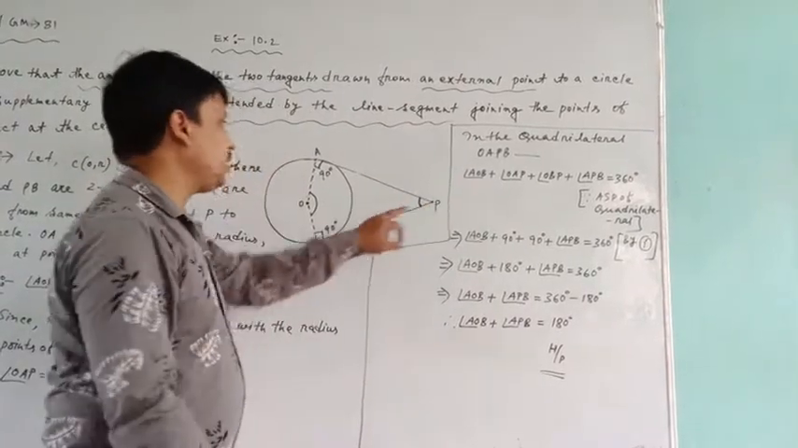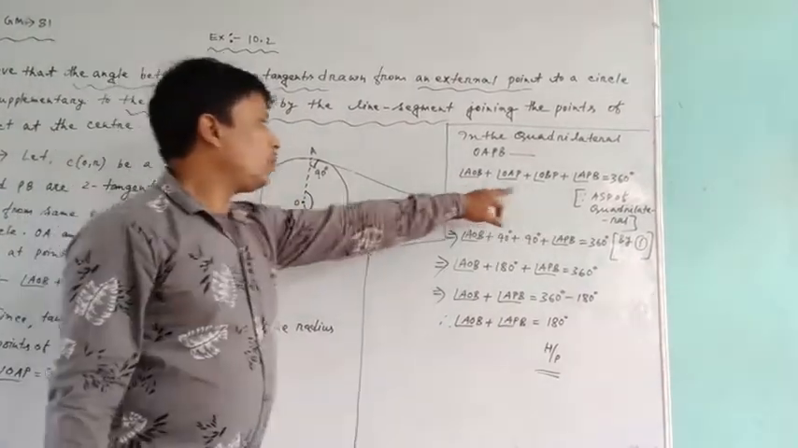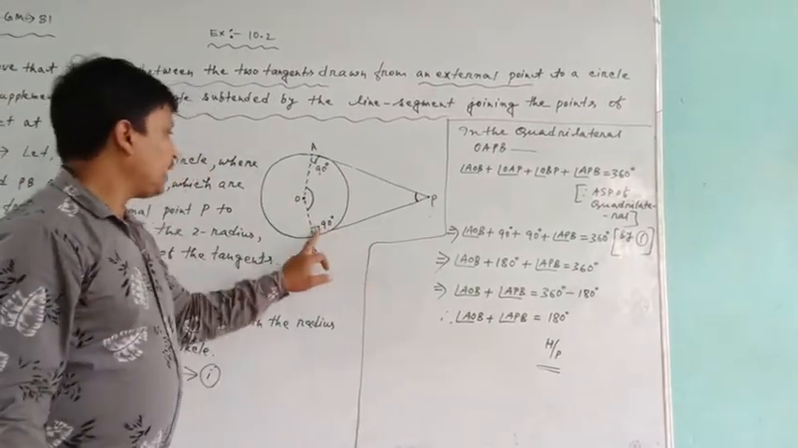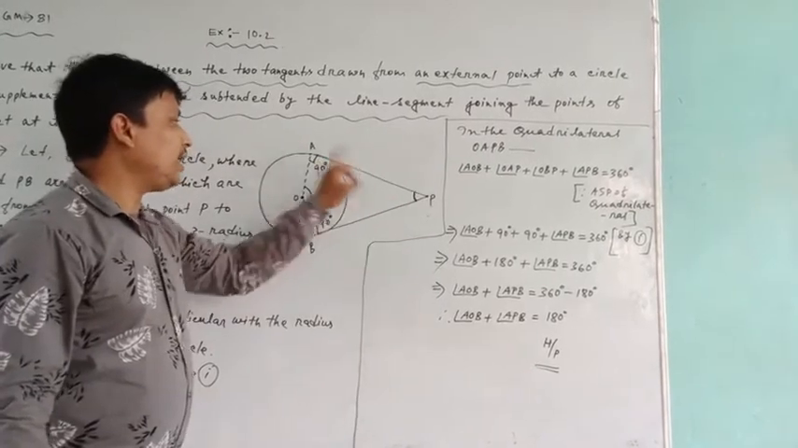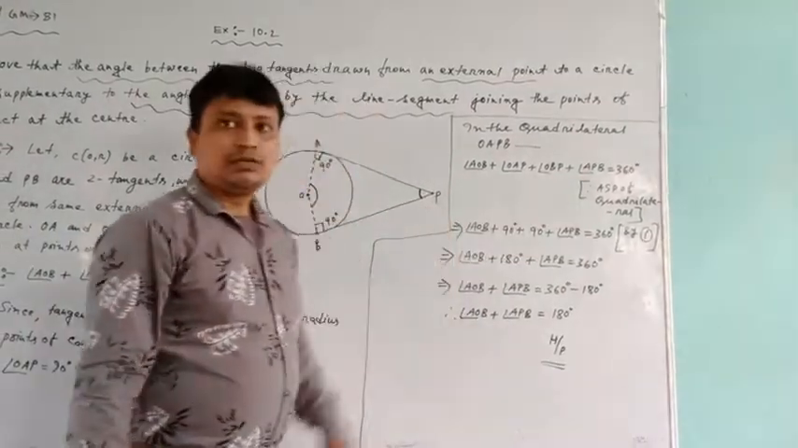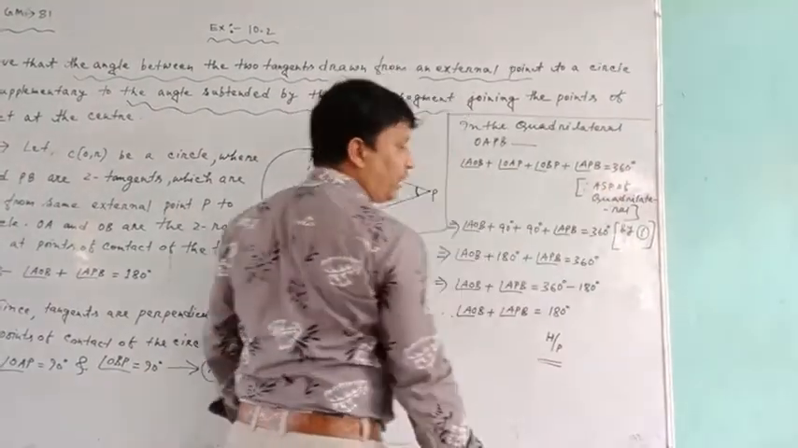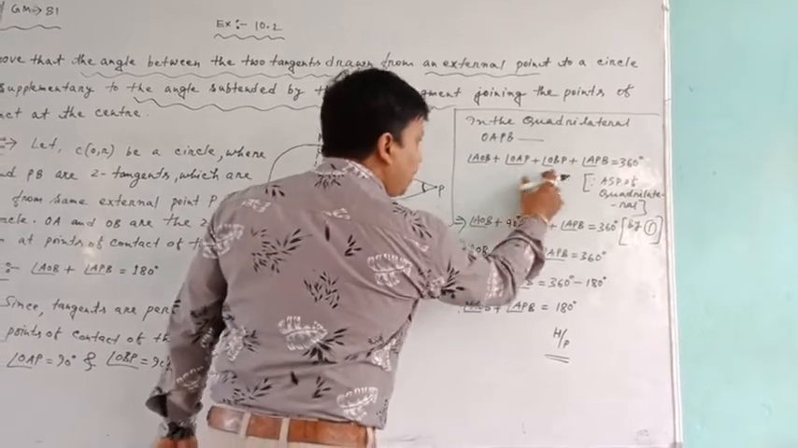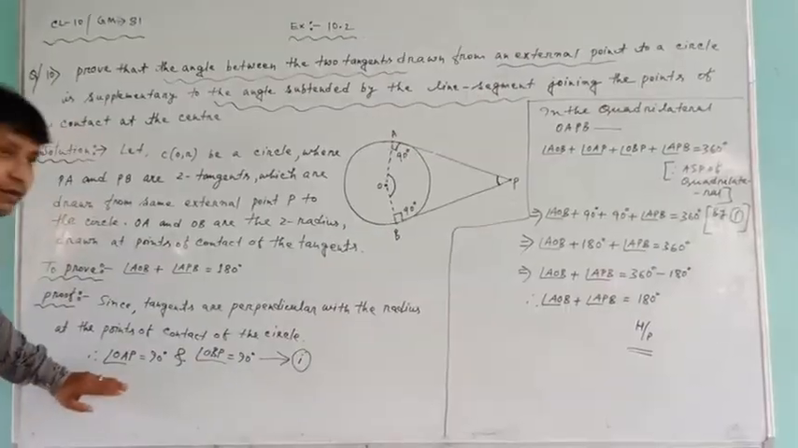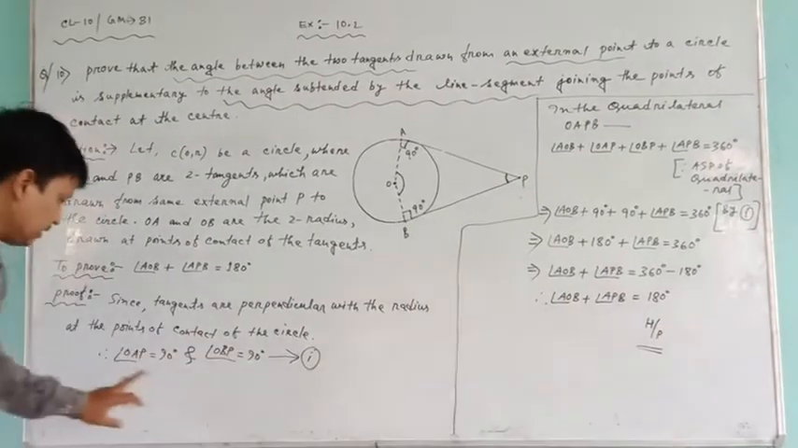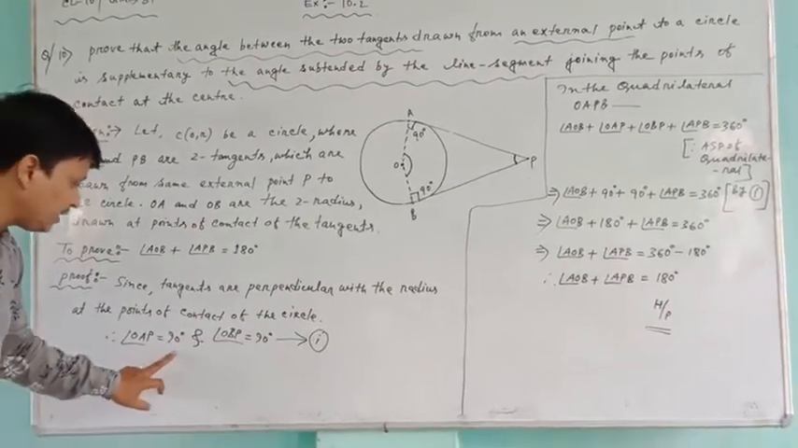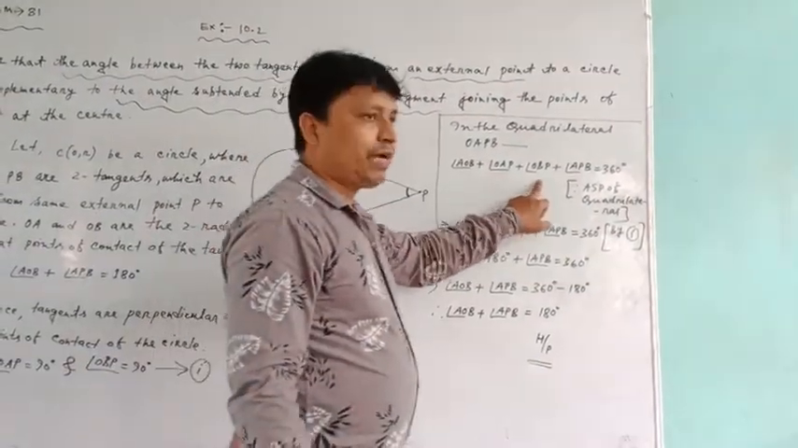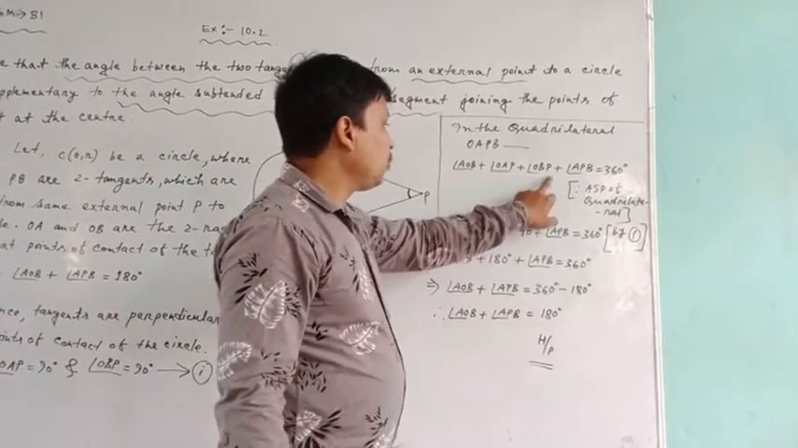How is it written? Just see here: angle AOB, angle OAP, angle OBP. One angle, two angles, three angles. This one is left, angle APB. So that is also written. So the sum of all those angles equals 360 degrees. After that, angle OAP and angle OBP: these measurements we have already found in statement number 1. Angle OAP equal to 90 degrees, angle OBP equal to 90 degrees. These two values we have to use in this statement. So OAP value 90, OBP value 90.